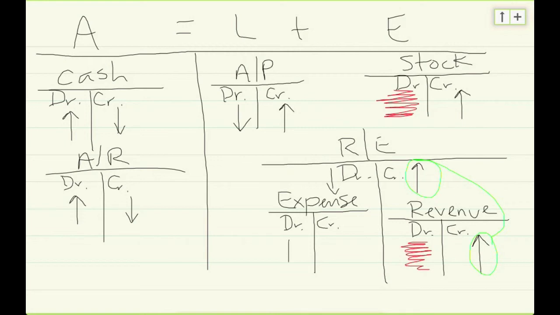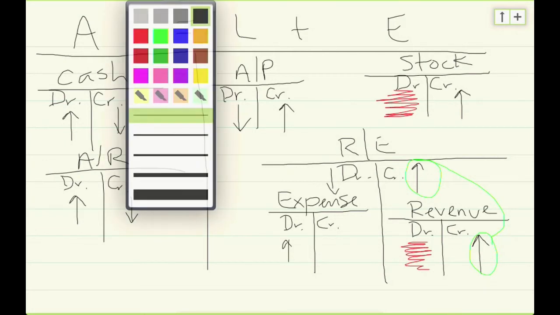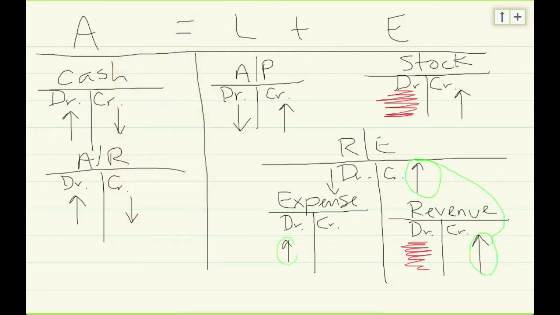Okay, we could think of that kind of like this. An increase to expense reduces our net income, which has the impact of reducing our retained earnings. Okay, so an increase to expense reduces net income. Net income, if it's smaller, is going to make retained earnings smaller. Okay.